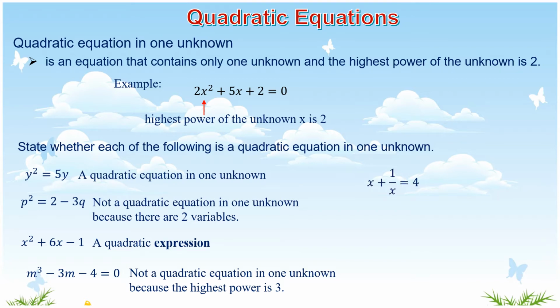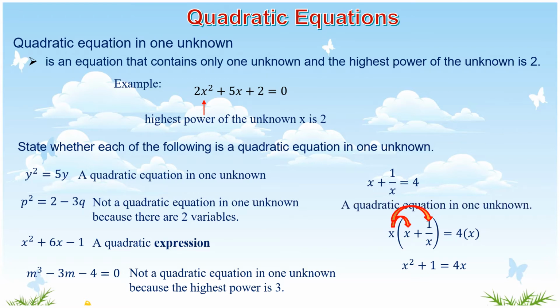And how about x plus 1 over x is equal to 4? So in this case, we are going to multiply both sides of the equation by the denominator x. So in doing this, we have x times x plus 1 over x is equal to 4x. Then we are going to distribute x inside the parentheses. So we will be having x squared plus 1 is equal to 4x. So therefore, x plus 1 over x is equal to 4 is a quadratic equation in one unknown.